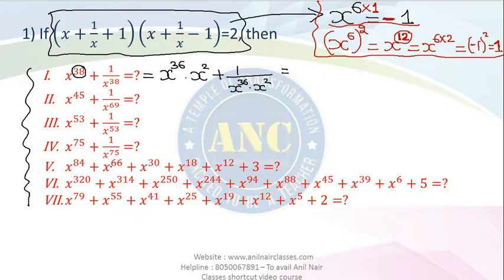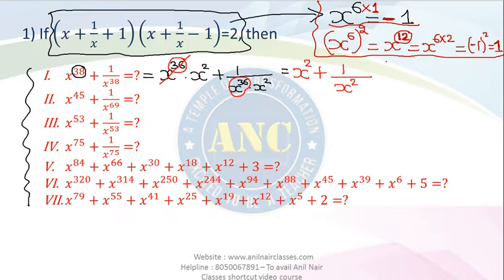Now observe carefully, sir. I just told you one minute before that whenever the power is an even multiple of 6, the value is plus 1. That means x^36. 36 is an even multiple of 6. Why are you saying that it is an even multiple of 6? Because 36 is 6 times 6, and that second 6 is an even number. So the value for this is 1. 1 into x^2 is x^2. Plus 1 divided by x^36 is once again an even multiple of 6. The value is 1. 1 into x^2 is x^2.